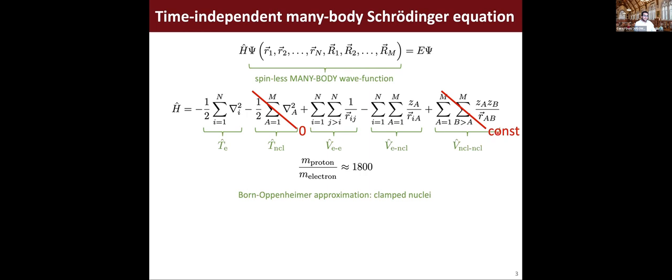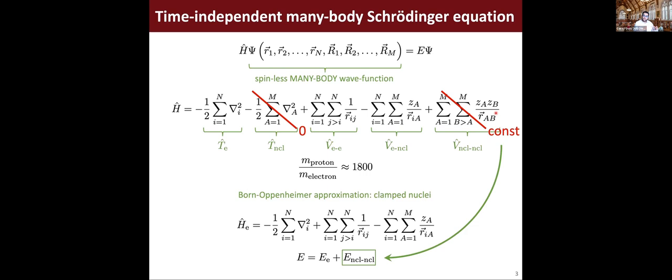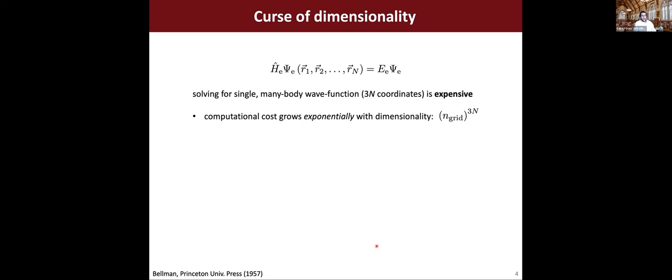So the nuclei are not going to have any kinetic energy, and the potential energy between nuclei becomes a constant. So we can reduce the Hamiltonian down to just that which focuses on the electrons. We have this term here, which is the kinetic energy of the electrons. We have the potential energy between the electrons, still a very challenging term, and then the electron-nuclear interactions. And so the total energy that we get from this equation, the term we're looking to solve, is the energy of the electrons. And then this term here, the nuclear-nuclear interaction, becomes just the term that we add on afterwards, after we solve our eigenvalue problem.